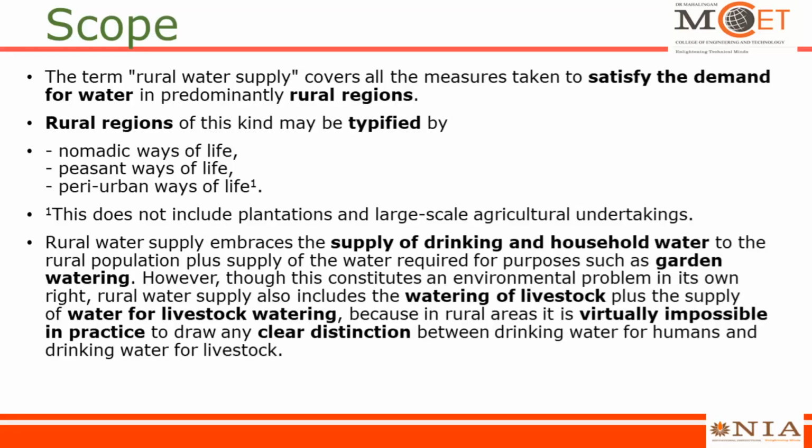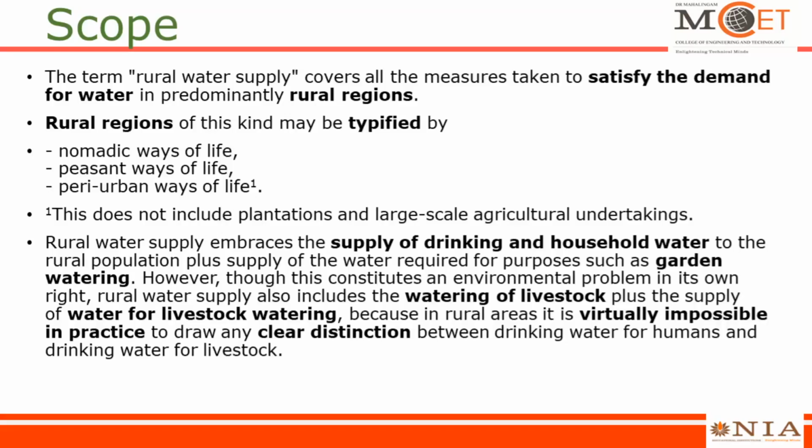drinking water and household water to the rural population plus supply of water required for the purpose such as garden watering. However, though this constitutes an environmental problem in its own right, rural water supply scheme also includes the supply of water for livestock watering, because in rural areas it's virtually impossible in practice to draw any clear distinction between drinking water for humans and drinking water for livestock.